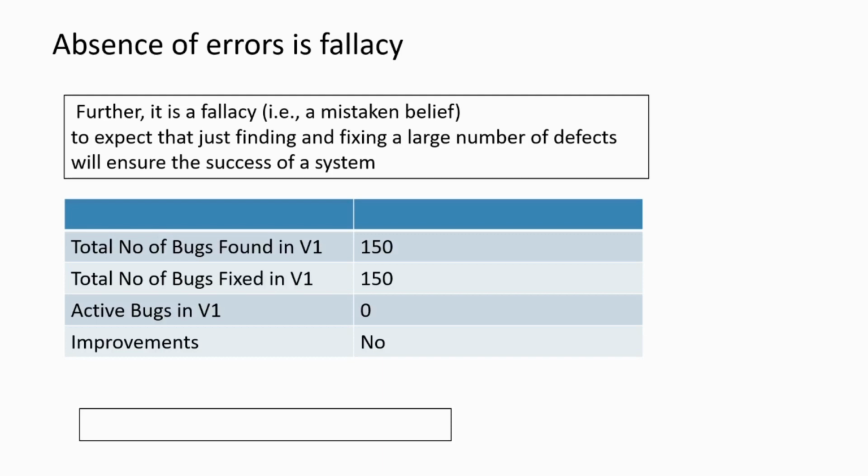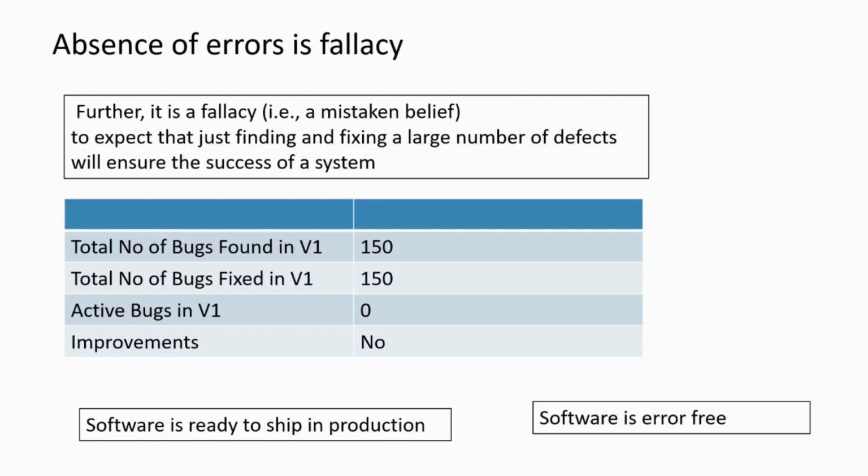Let's understand it with the help of another example. I have an application, version 1 of the application. For this version 1, the testing team has found 150 defects, and consequently 150 defects are fixed by the developers. There are no active bugs and there is no improvement. Now consider two statements. Statement 1: software is ready to ship to production. Statement 2: software is error free. Obviously, the second statement is not the right statement.